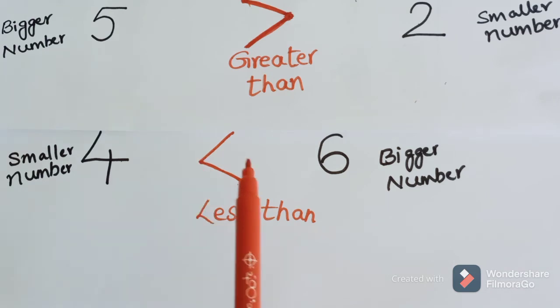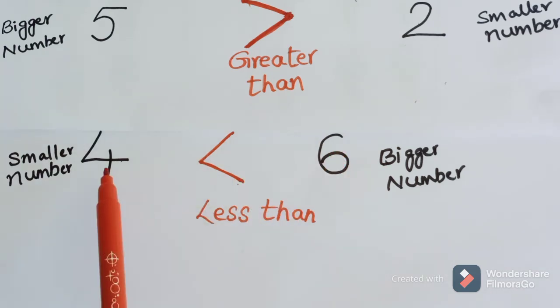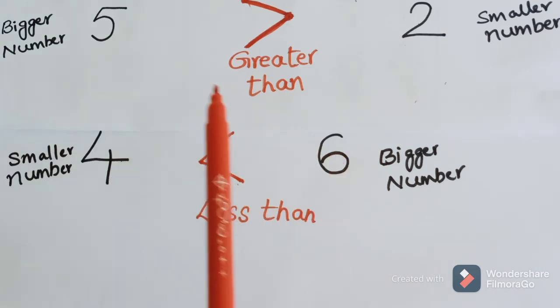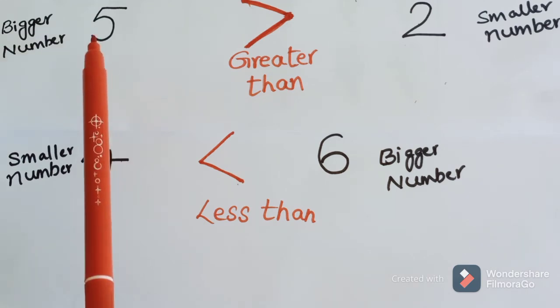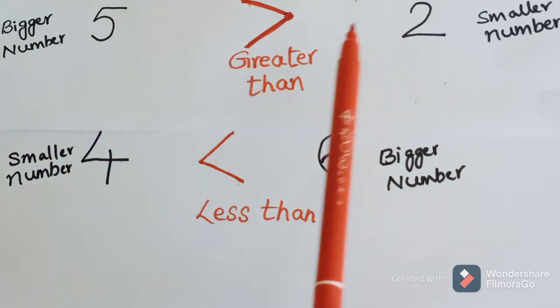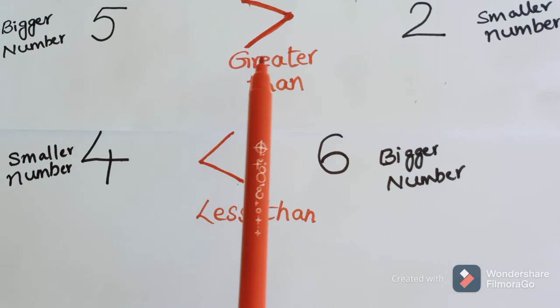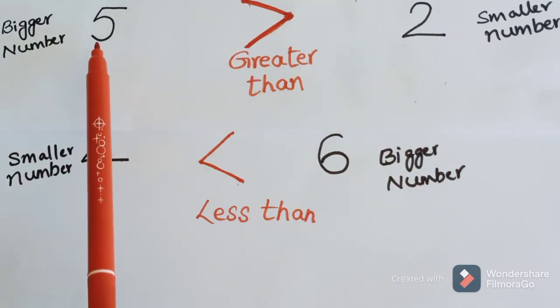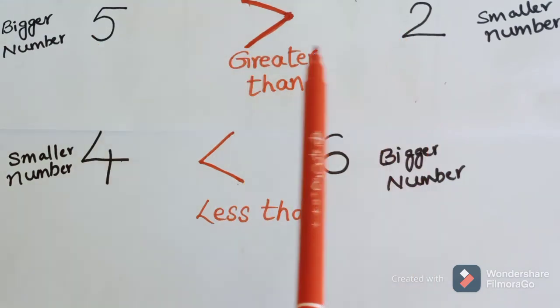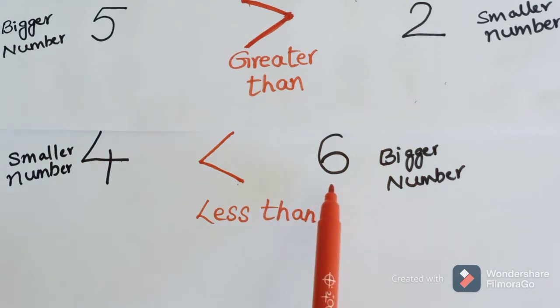4 is less than 6. Here, how do we read it? 5 is greater than 2. That means 5 is bigger than 2. 4 is smaller than 6.